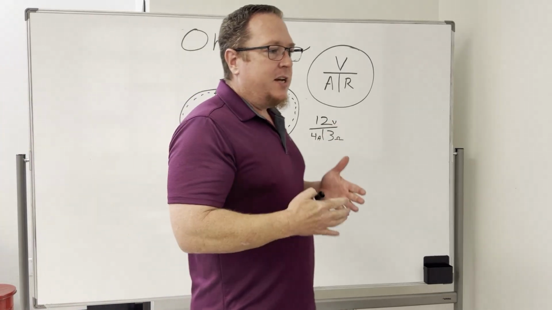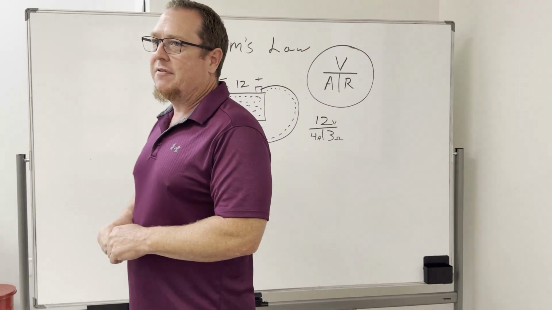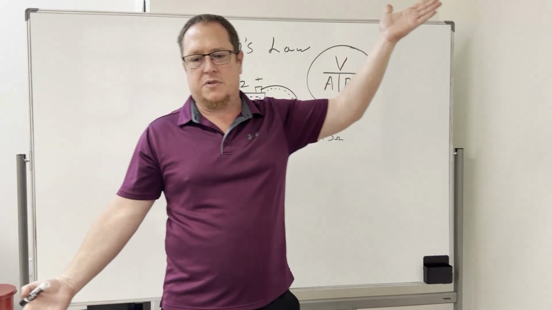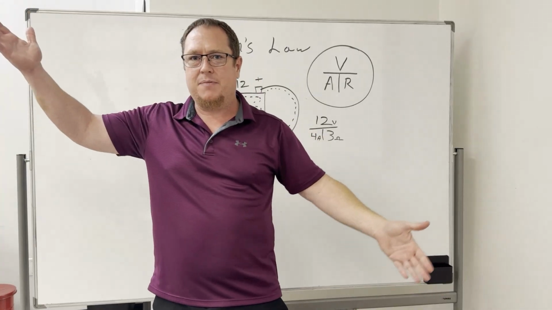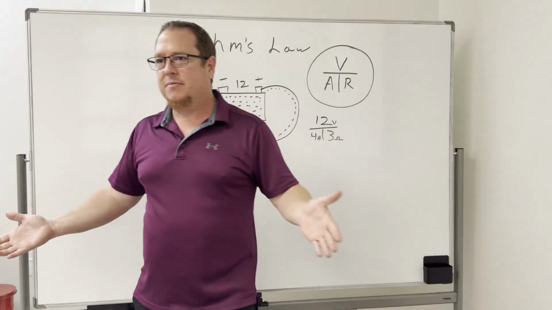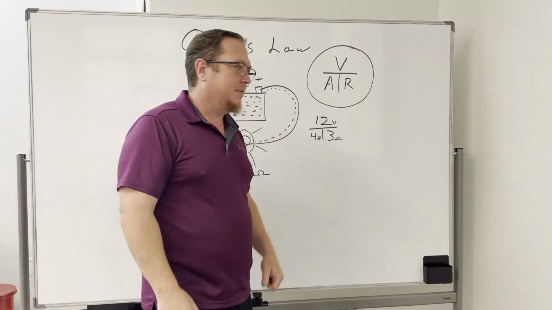If we change any one of these things, something else in that math equation is going to have to change. So as resistance goes up, current flow goes down. If resistance goes down, current flow goes up. Think about those two things as sitting on opposite ends of the seesaw. If we add more weight to one end, the other end's going to go up.